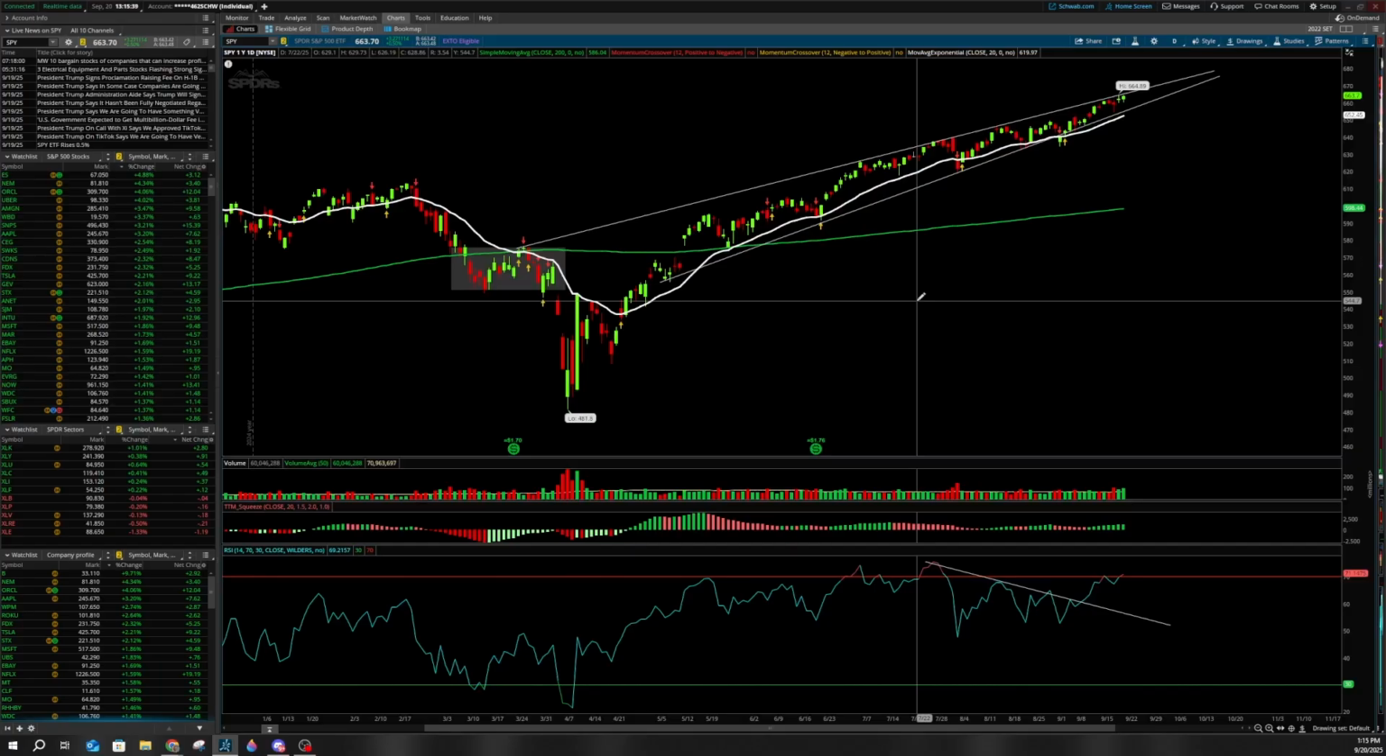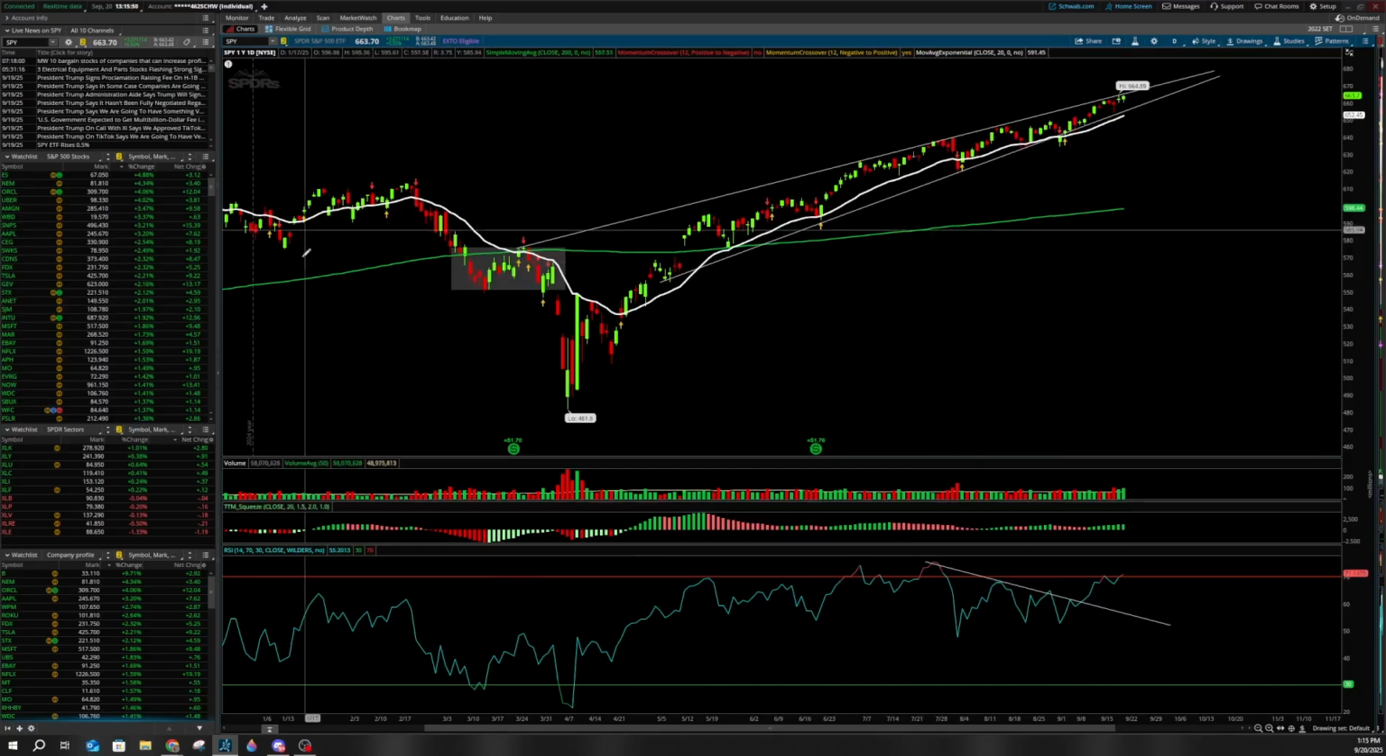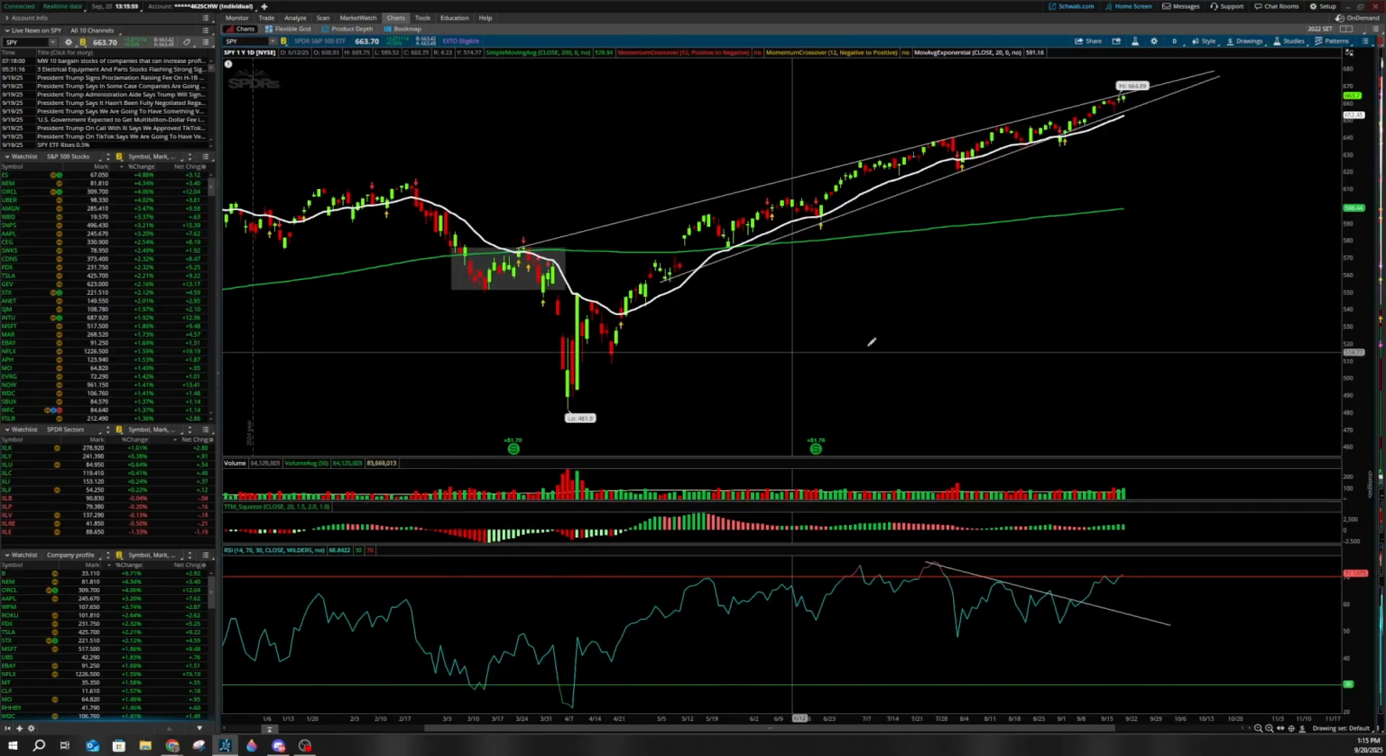Just download Thinkorswim, sign up for Schwab. It's free to sign up for their brokerage. And once you sign up with Schwab, they're going to allow you to download their Thinkorswim platform, and it's absolutely free. And yeah, with just 3 clicks.